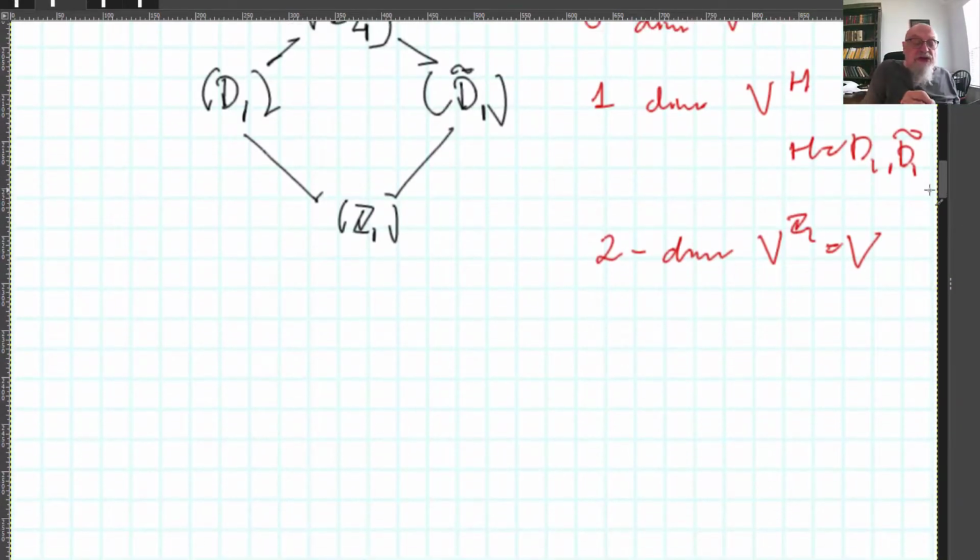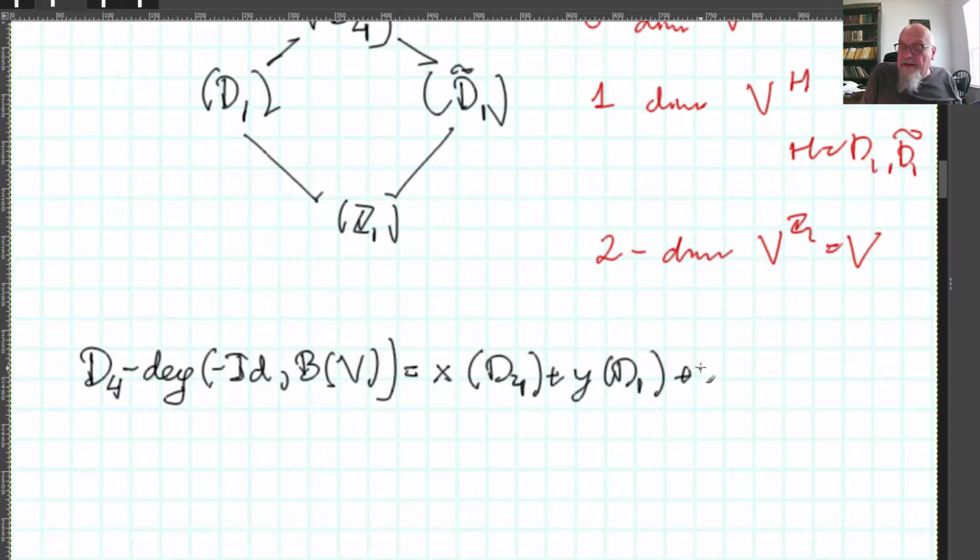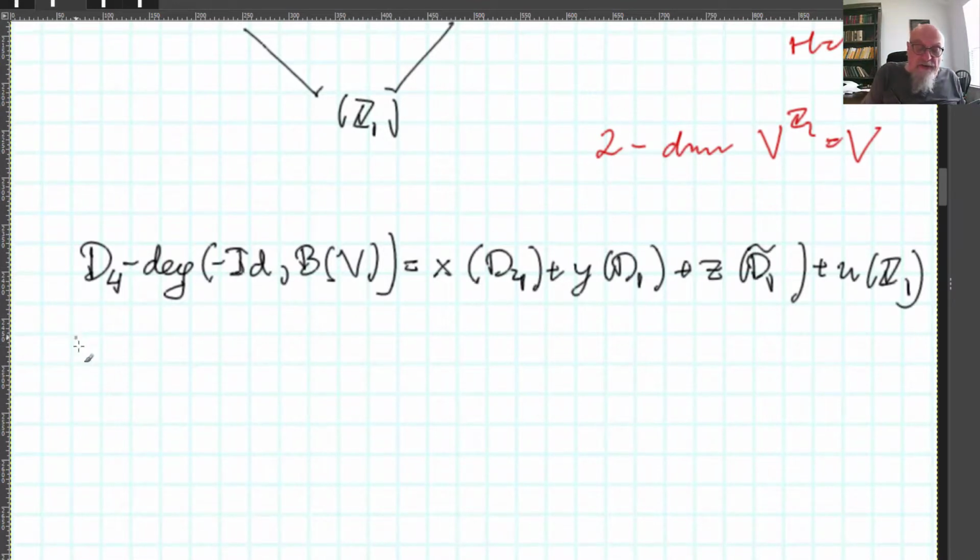So in such a case, by applying, let's say, the definition of the equivariant degree, I will compute the same degree as before. So this time, actually, I'm computing D4 degree, and this will be minus identity on the unit ball in V. And I know that this has to be as before. This will be, let's put it like this: X of D4 plus Y of D1 plus Z of D1 tilde, plus U of Z1. So we have 4 coefficients to compute. Let's not waste the time, let's compute them.